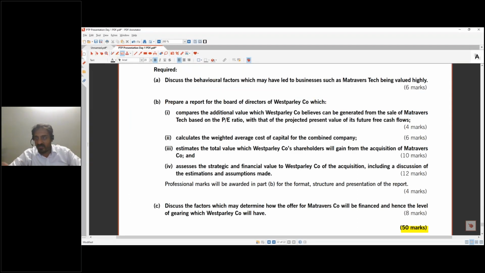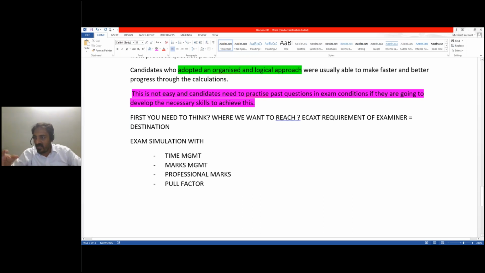Pull factor means reverse engineering. Pull factor means first identify where we need to go, then develop your answer accordingly. Normally, the majority of students practice the question with a push factor: just keep going, keep going. If someone asks you where you are going, you reply, I don't know. If you don't know where you are going, what is the purpose of attempting the question? First, ask yourself where we want to go. Write it down, then practice accordingly.